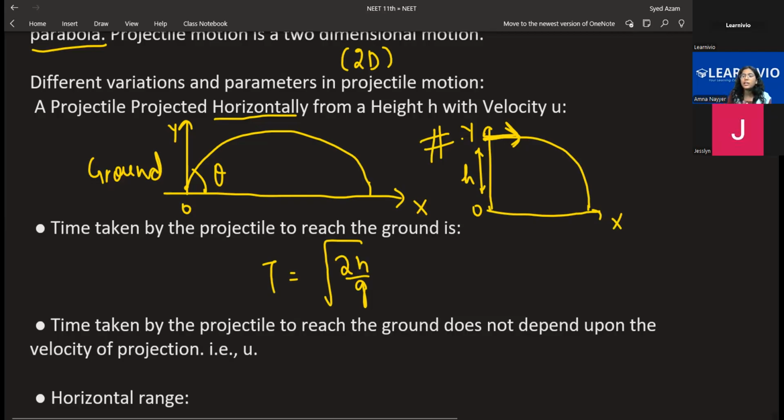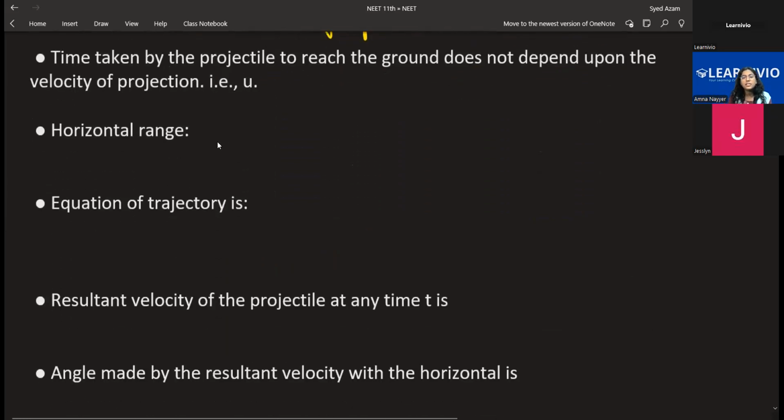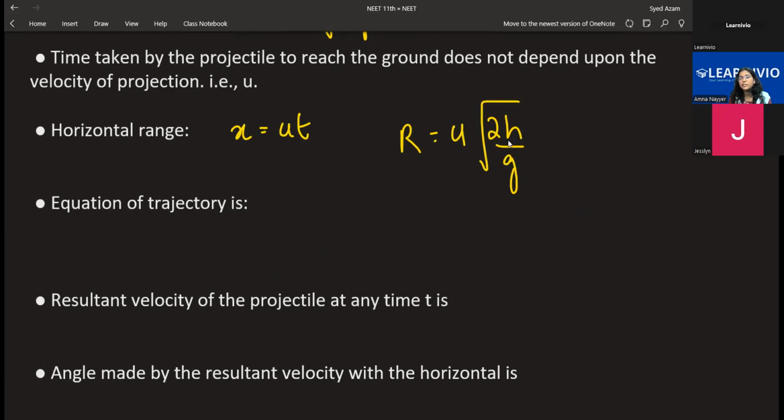Coming to the horizontal range, it is the velocity multiplied by the time. So horizontal range is simply like your equation x is equal to ut, so the range becomes u into under root 2h by g. Then the equation of trajectory: y is equal to g x squared by 2u squared, that is, gx square by 2u square. This is the equation of trajectory.